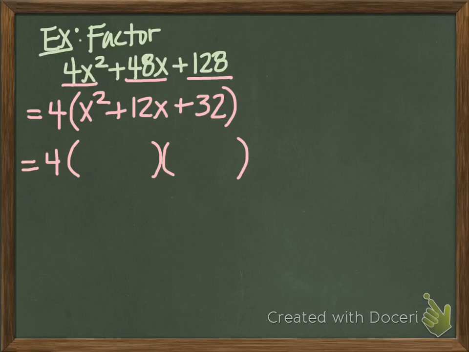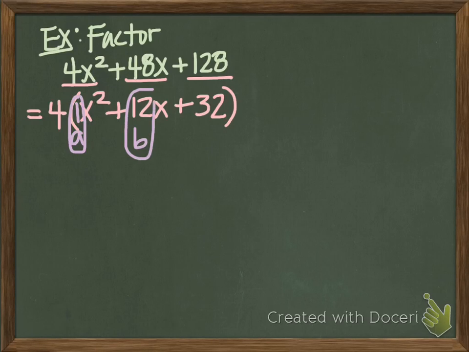All right, step 2 is identify the A, B, and C. So I'm going to switch gears here a little bit. The A is in front of my x squared term. So in this case, my A is 1. My B is in front of my x term, positive 12. My C is the constant at the end, 32.